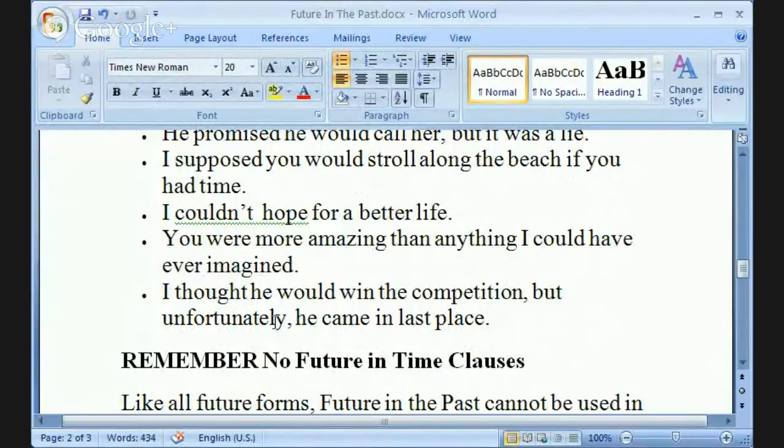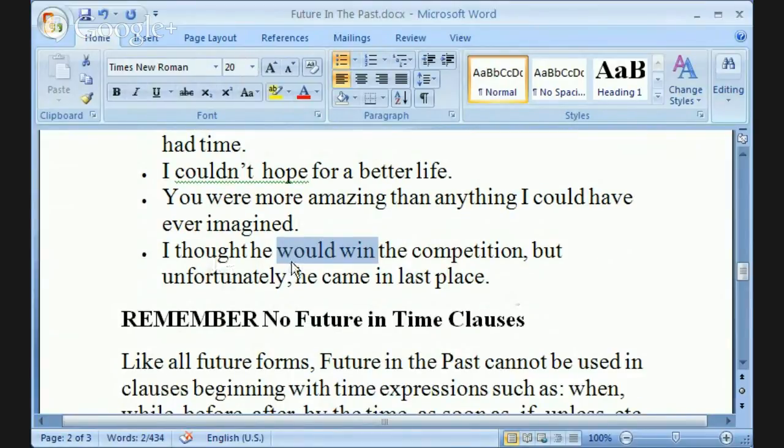That's an excellent example, and that works. Would win. Obviously, he came in last place. Very good. Okay. Around again.